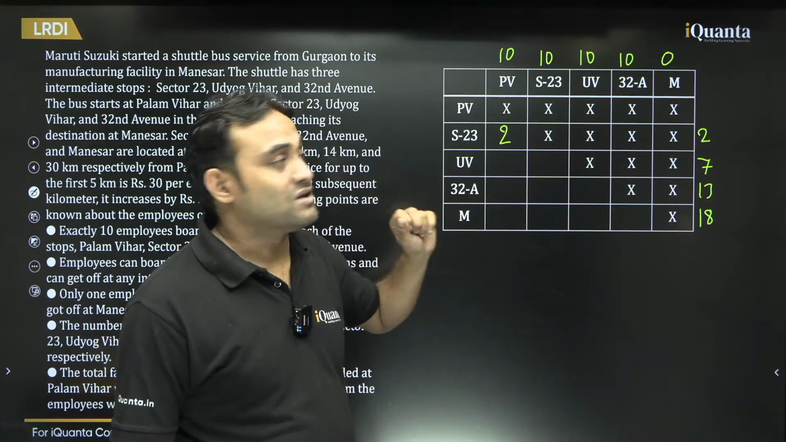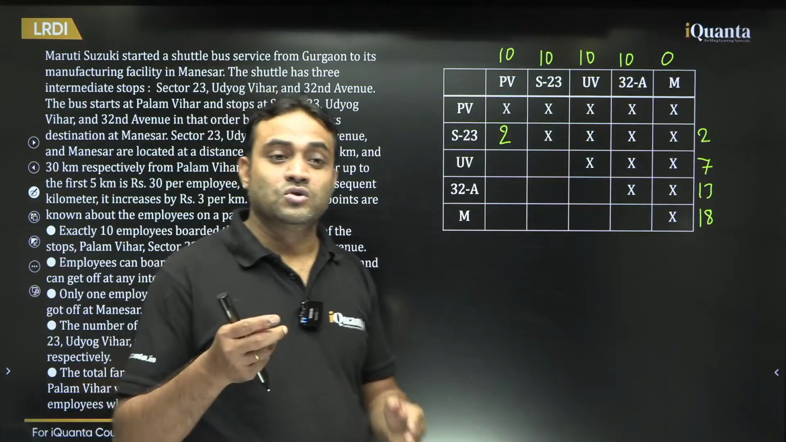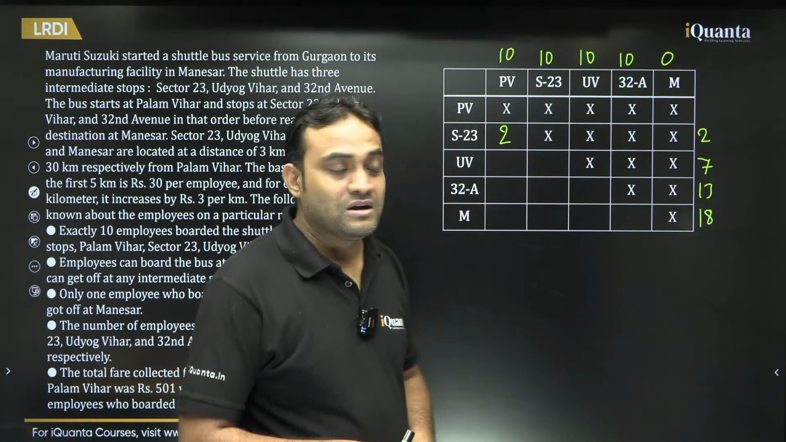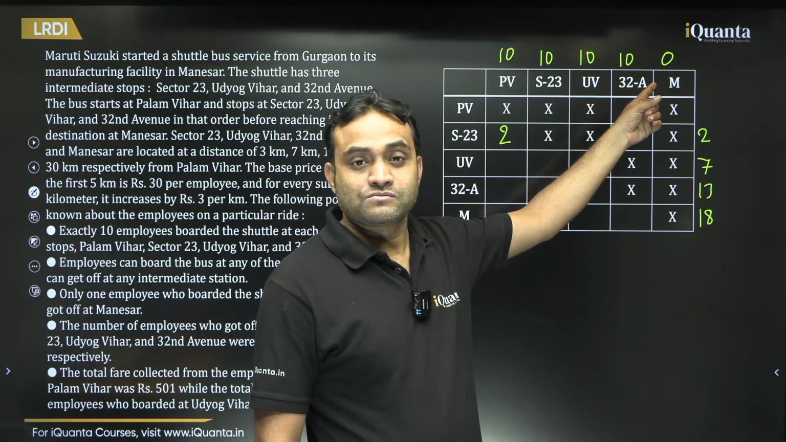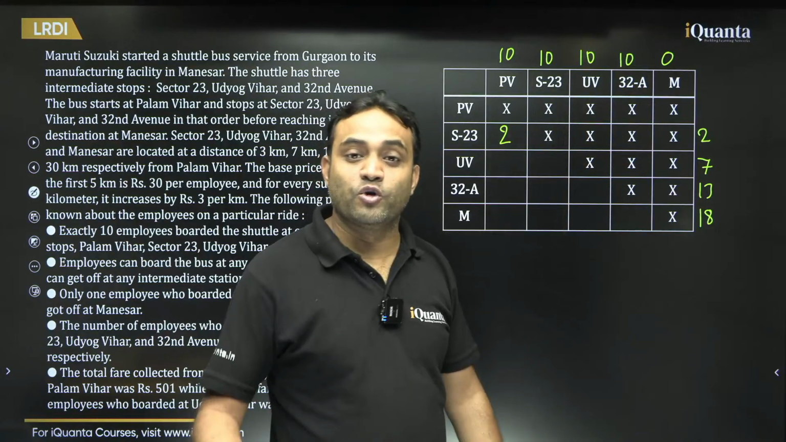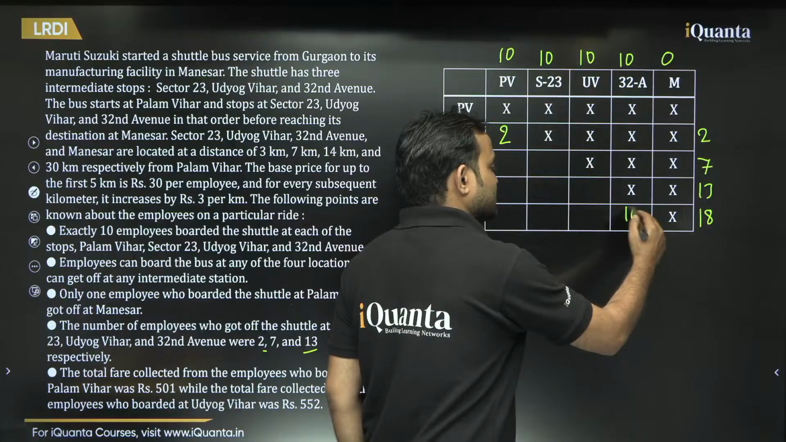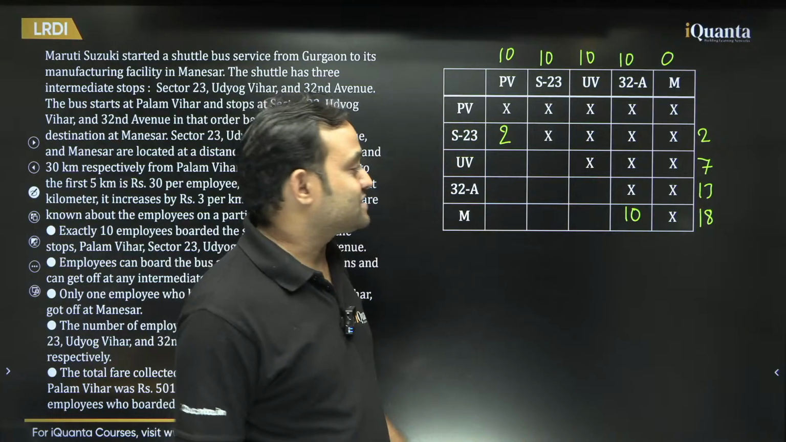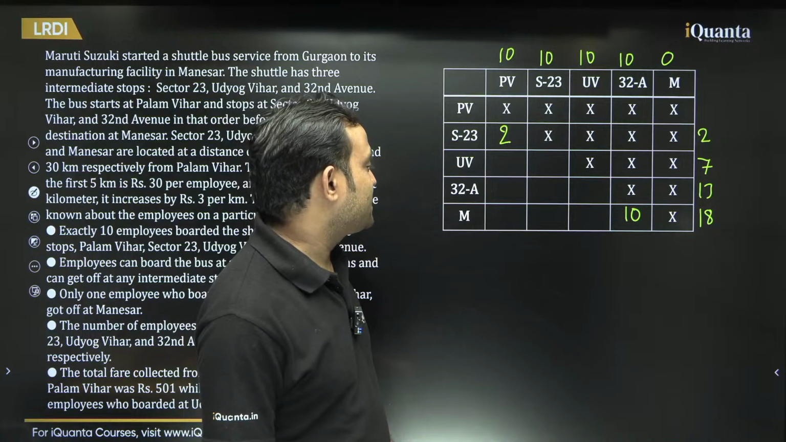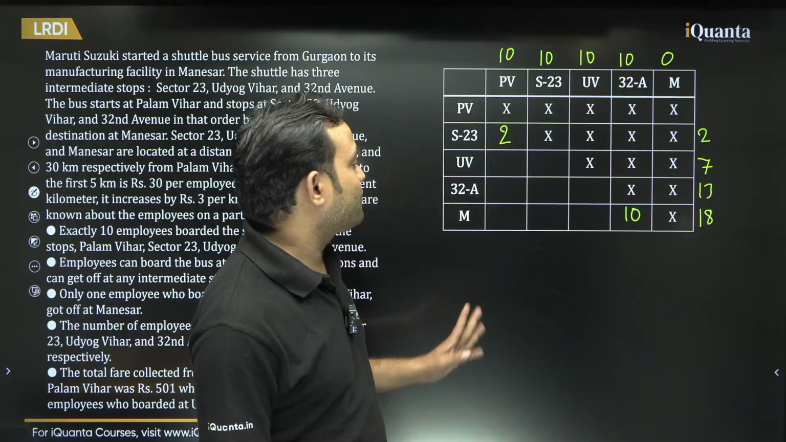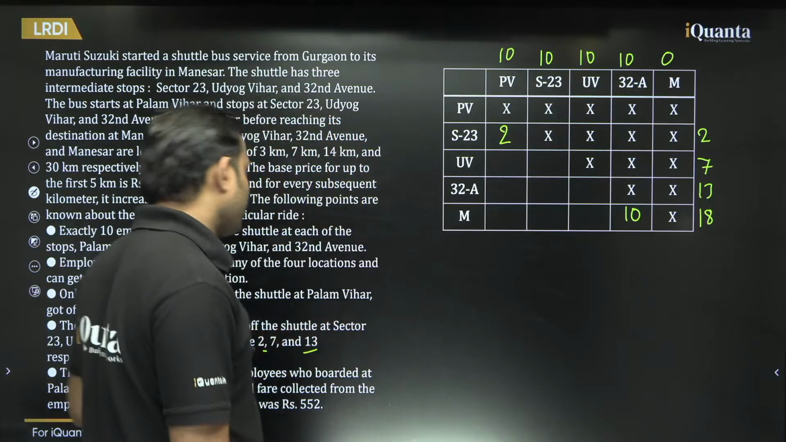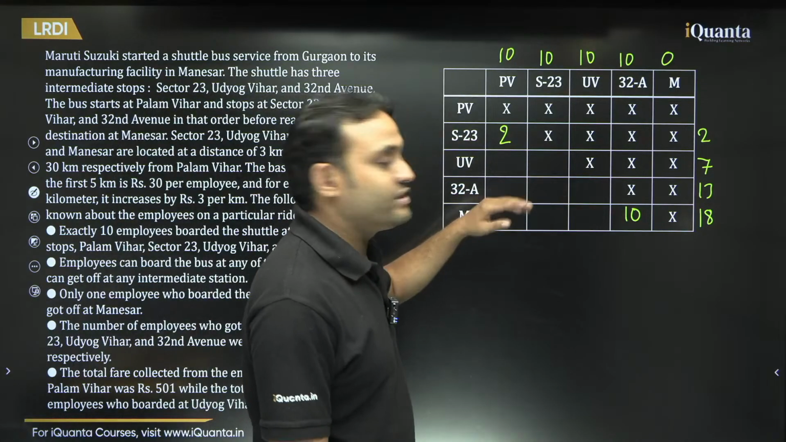Now can I say all the employees who boarded the bus at 32nd Avenue must have deboarded at Manesar, because that's the last stop. So this value is 10, right? If this value is 10, what else can we say? The rest of them, these we need to figure out.